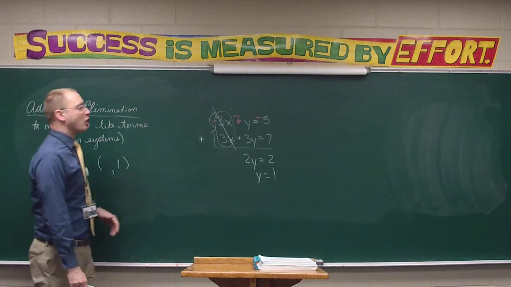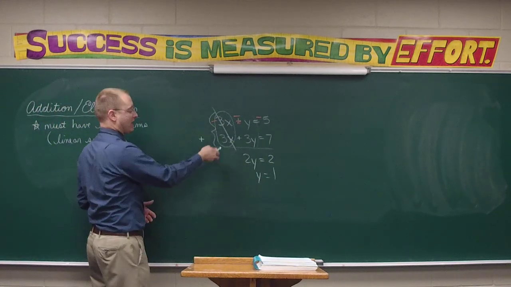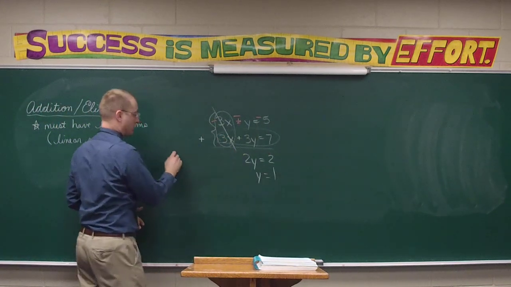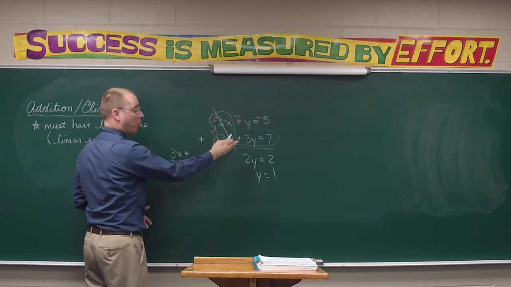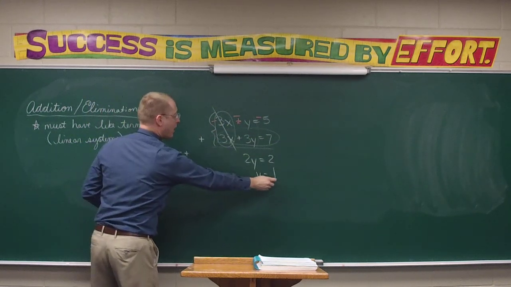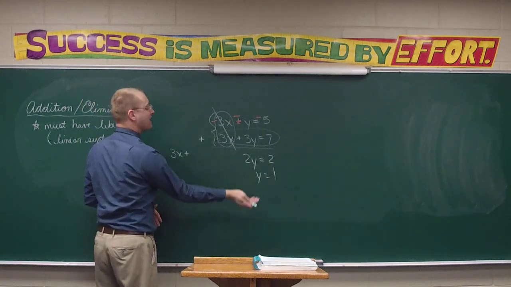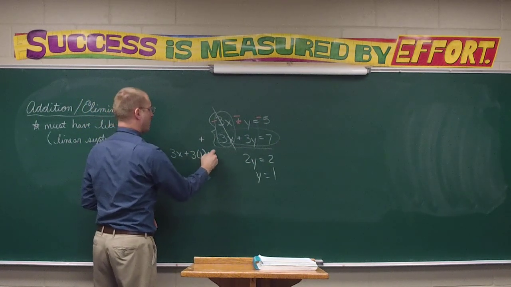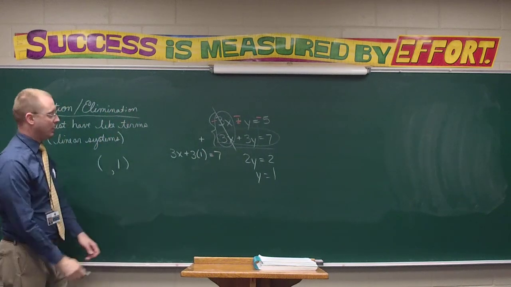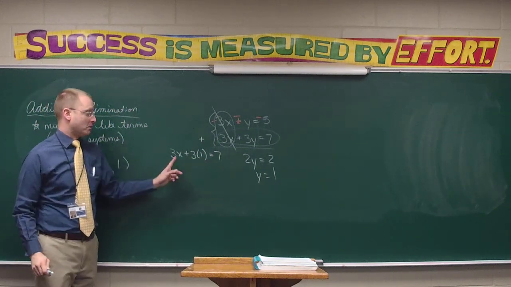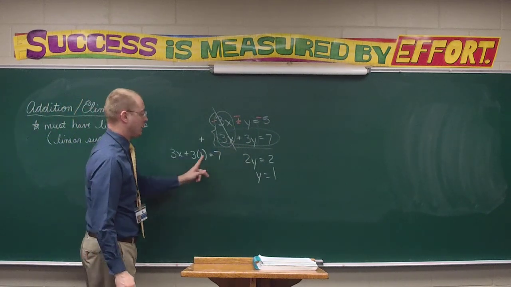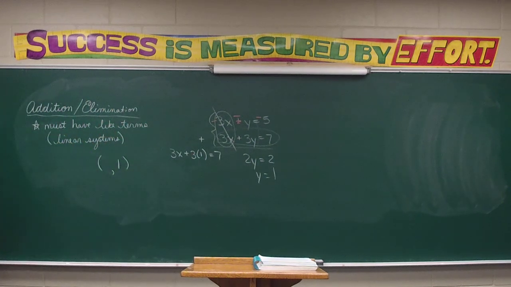So for step 5, we're going to go back to one of our original equations. I haven't messed up this one yet. So I'm going to go with the 3x plus 3y equals 7, but plug the variable back in. Step number 5, plug the answer into one of the originals. Instead of 3x plus 3y equals 7, it's going to be 3x plus 3 times 1 equals 7.